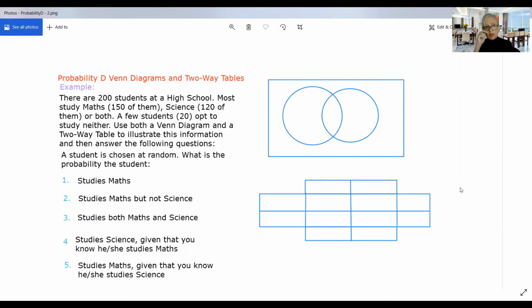Similar sort of situation. In this case, we want to get practice at doing both. So we're going to do a Venn diagram and a two-way table. And in this case, we have 200 students at the high school. And we're talking about studying maths, studying science, studying perhaps both of them, and studying neither. Let's maybe start off with our Venn diagram.